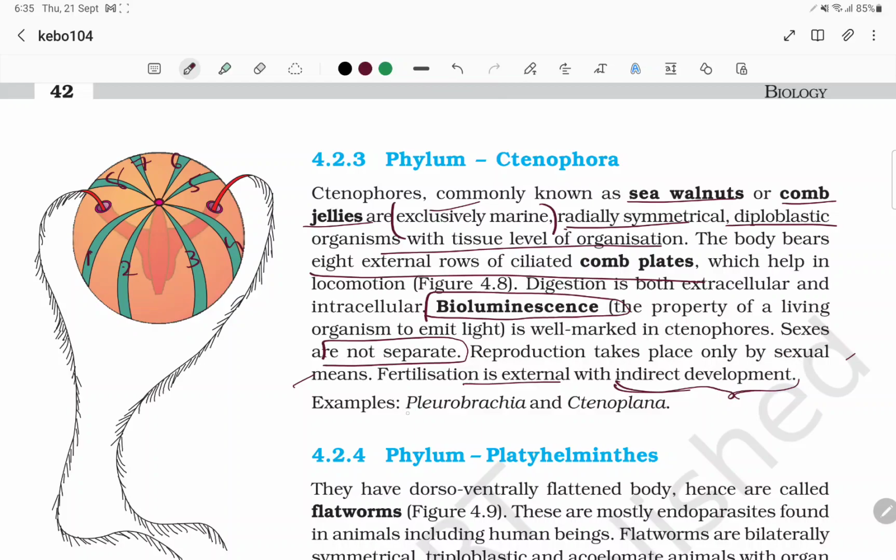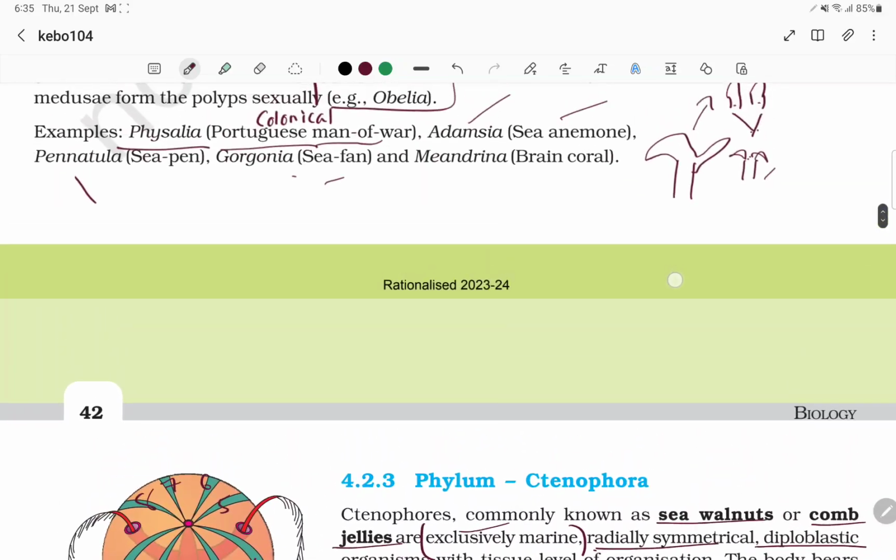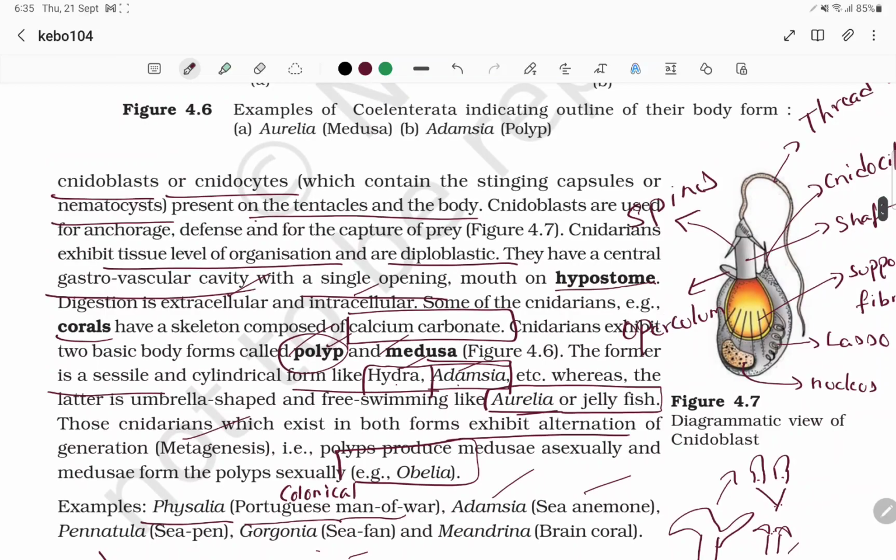Here are the two examples they have given: Pleurobrachia and Ctenoplana. Pleuro means it looks very thin, so that is the meaning of pleura, which means thin layer, and Ctenoplana. So these are the two phyla, with some of the detailed specifications from NCERT. So thank you.